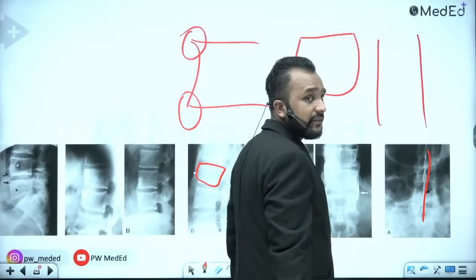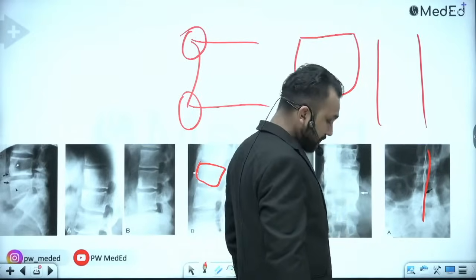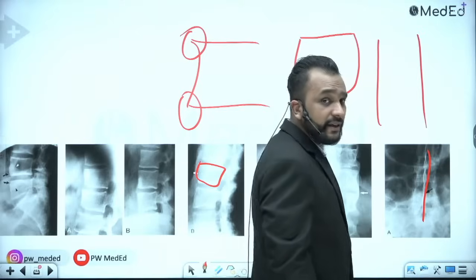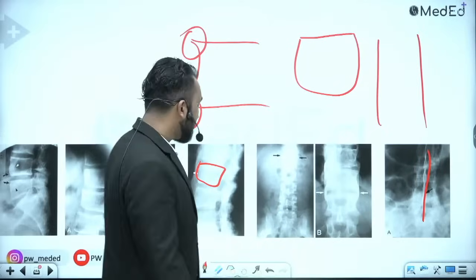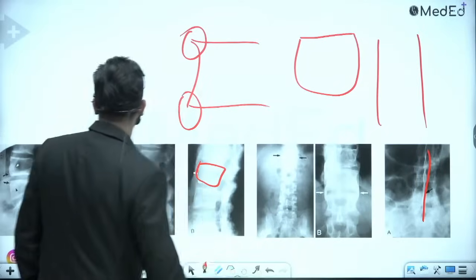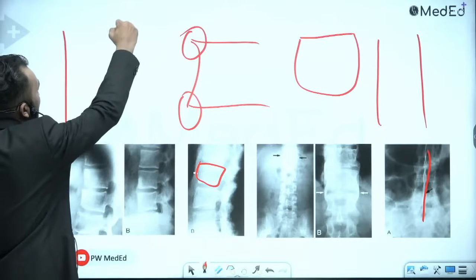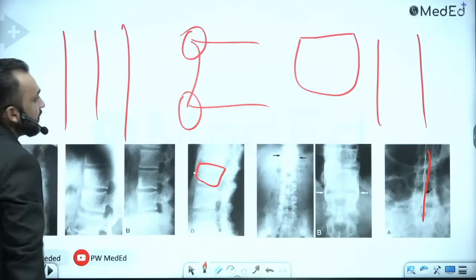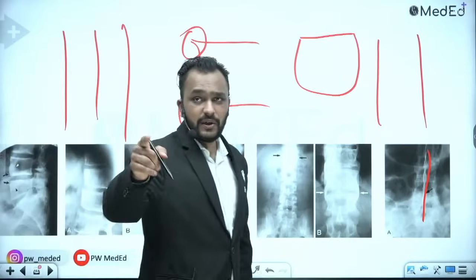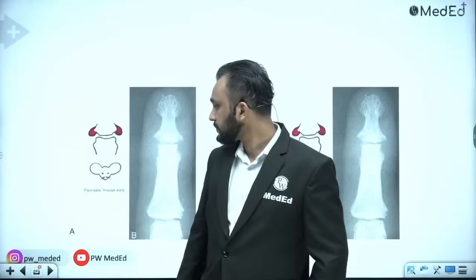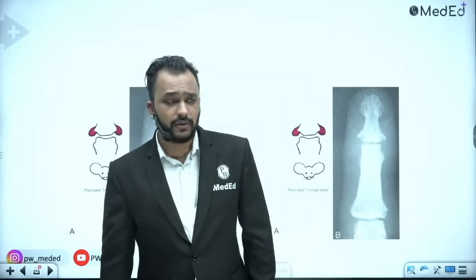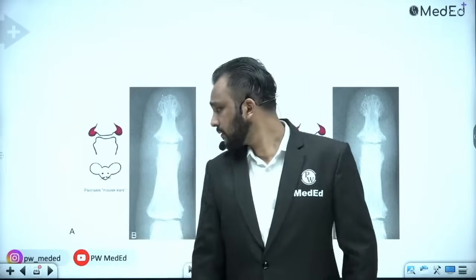When there is calcification of the paraspinous ligament, it will give us a sign that is known as railroad track sign. And when there is calcification of both the paraspinous ligament and interspinous ligament, it will give a sign that is known as trolley track sign. Okay? So one more very important appearance.